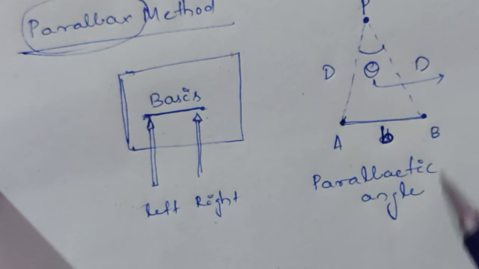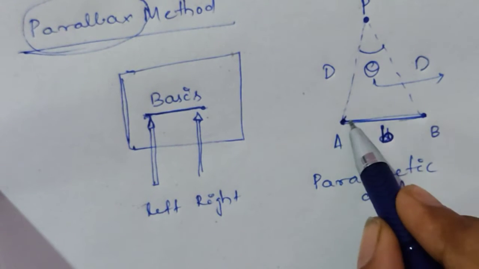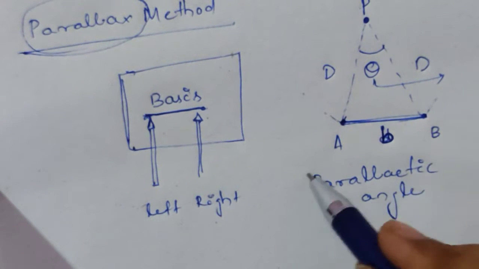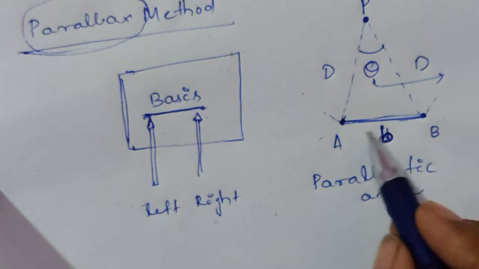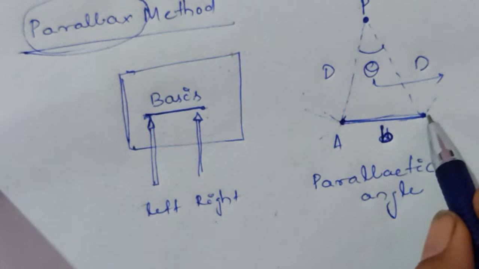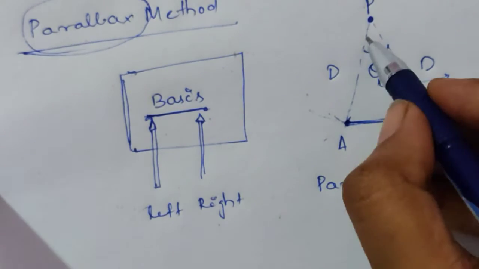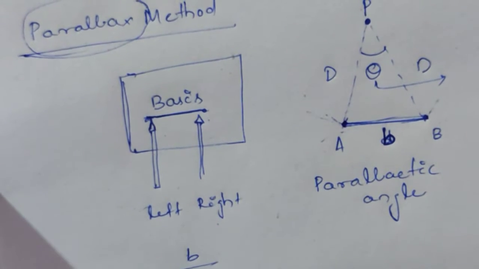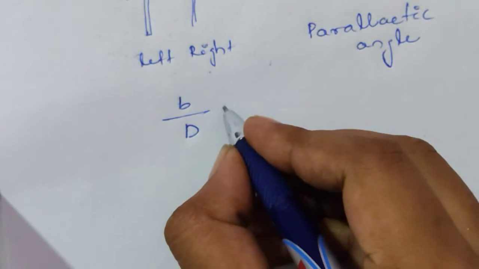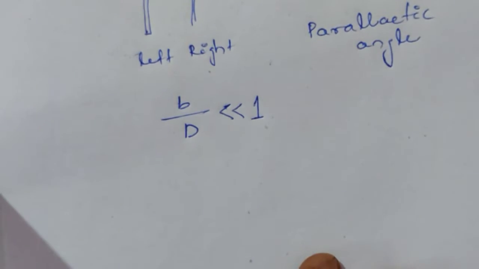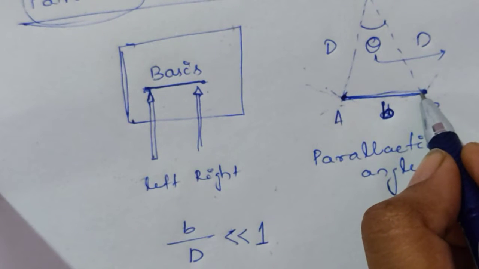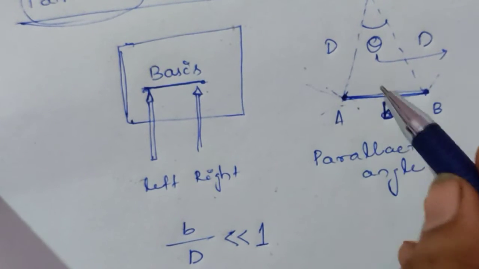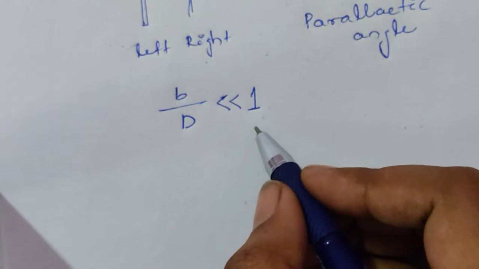from the surface of Earth, this distance can be treated as the smallest arc, because we know that the Earth is spherical in shape, so this portion can be considered as the smallest arc. Since this distance D is very large and this distance is very small, we can write that the ratio of B upon D will be very, very less than 1. This distance is very small, the apparent shift which is known as the basis, and the distance of the planet from the Earth's surface is very large, so B by D will be very, very less than 1.